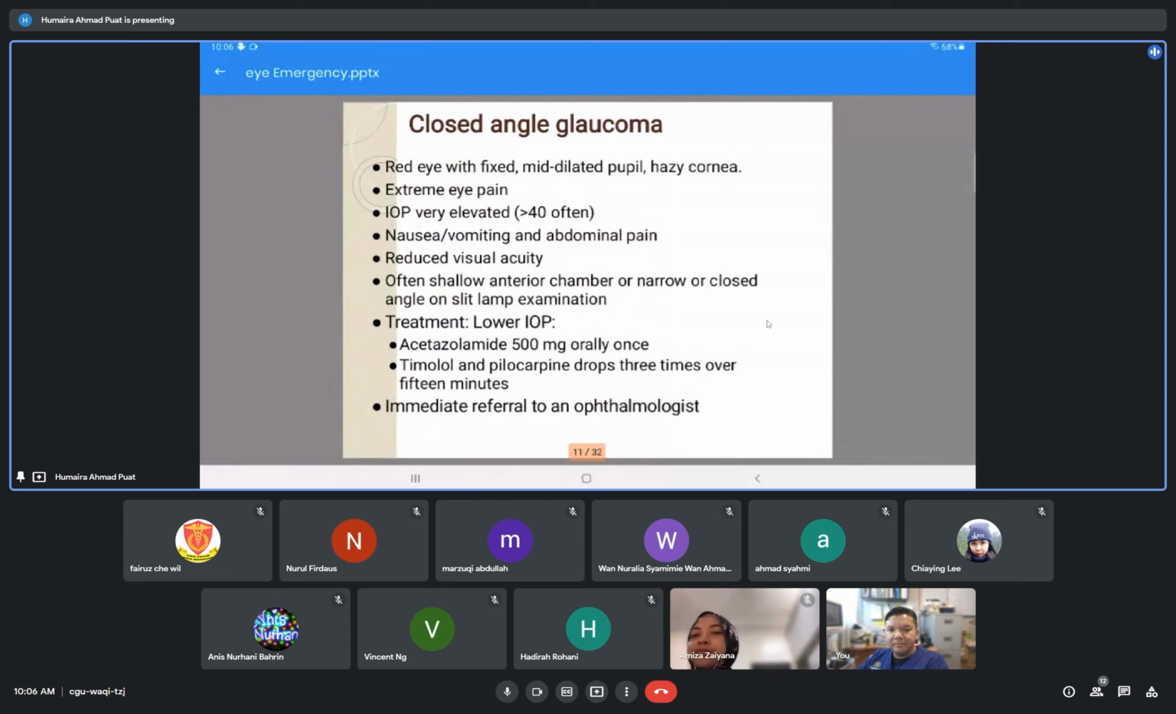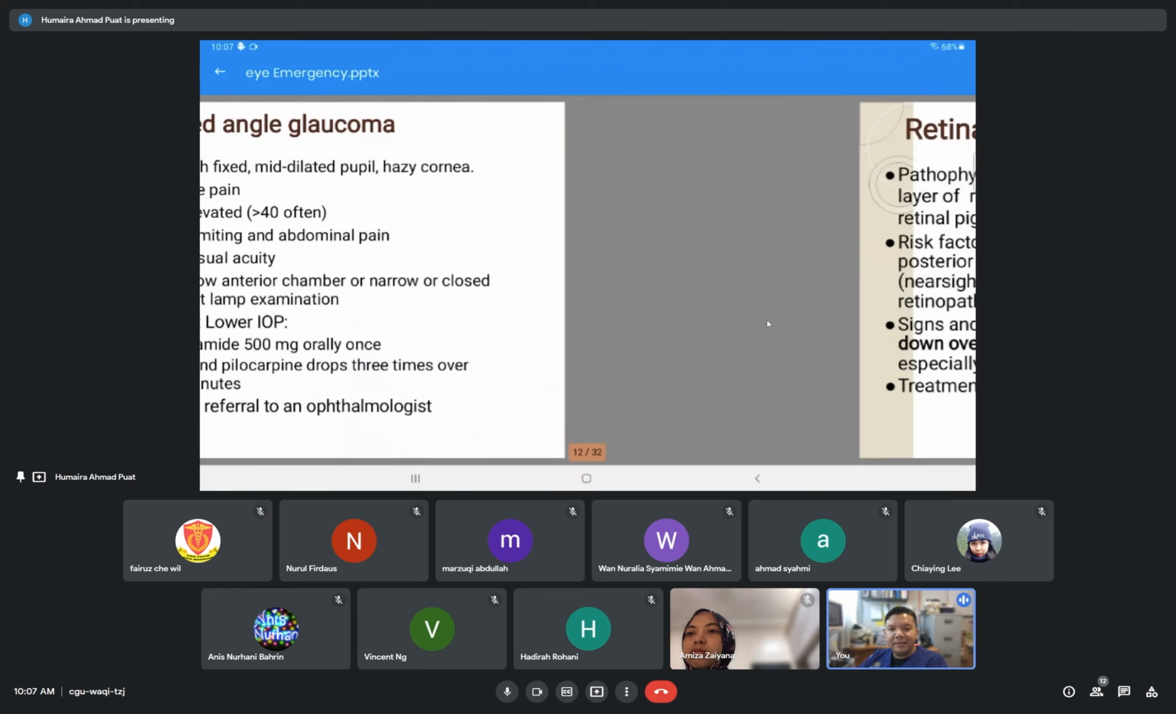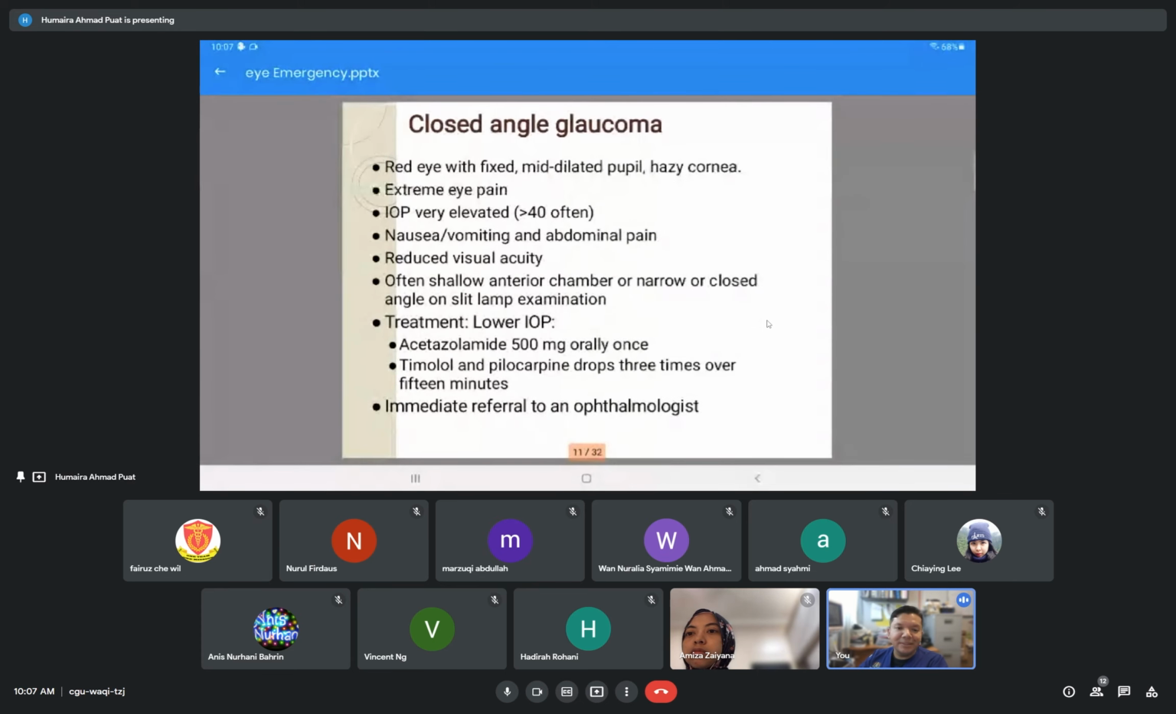And then the treatment is to lower the IOP lah. Usually we give acetazolamide 400 mg, timolol and pilocarpine drops 3 times over 15 minutes. And then we immediately refer to Ophthal. Okay, this one memang kena refer. This is memang emergency lah. If you refer, they will see immediately lah, this one. Okay, glaucoma.